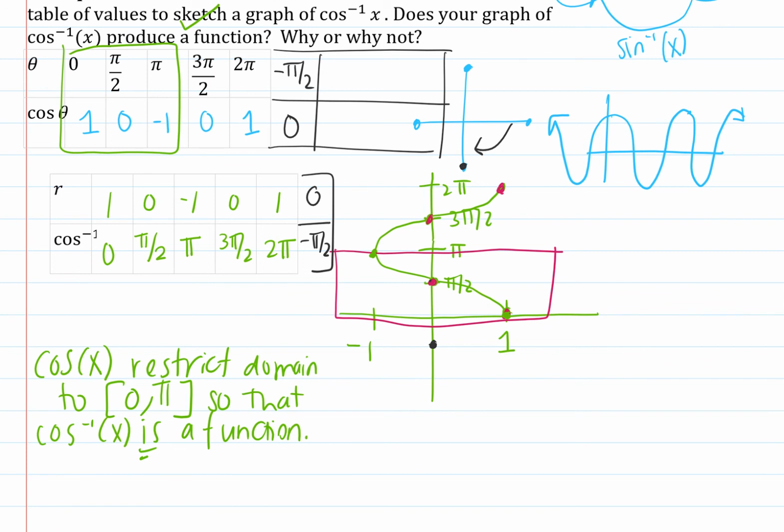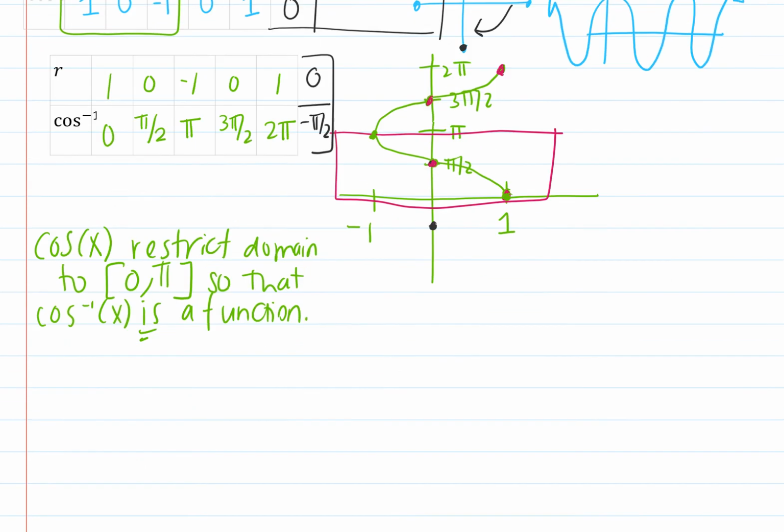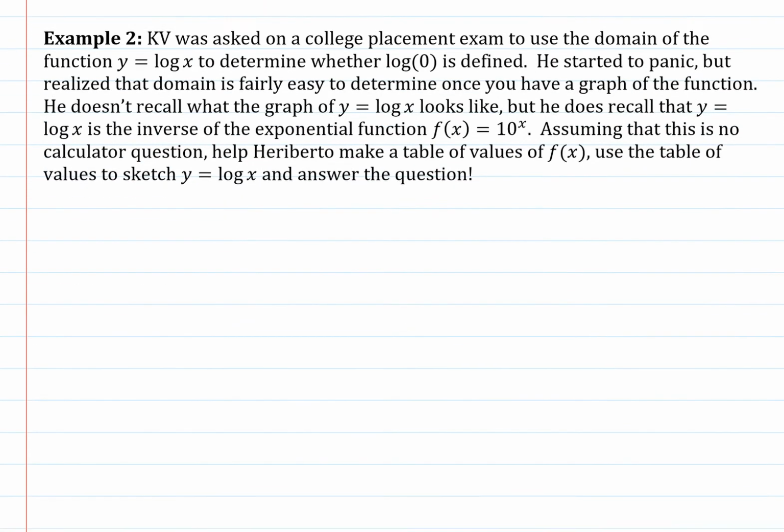Otherwise, inverse cosine of x is not a function because one x value produces 2 different y values. Okay, let's take a look at another example.